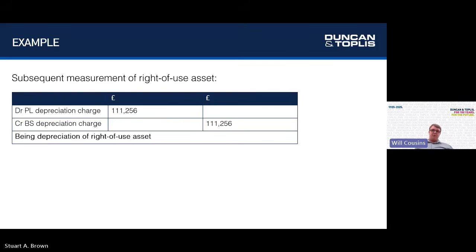Then the subsequent measurement of the right of use asset, we would need to depreciate that. Under the new standard, the generally given principle would be to depreciate the underlying asset over the remaining useful life, or the remaining life of the lease. So in this case, we'd in essence be recognising the 445,025 over the 4 years that remain on the lease.